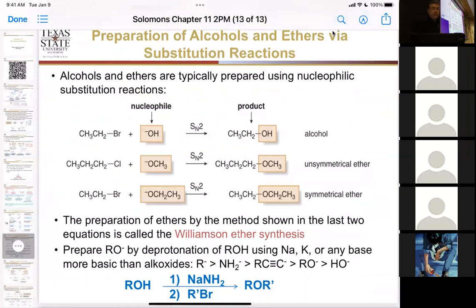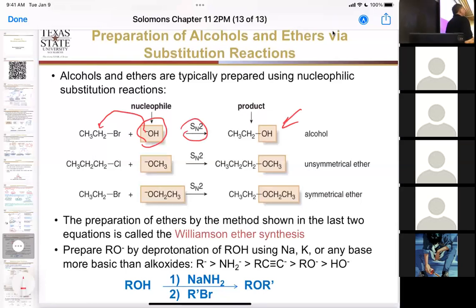So in this case, we take our hydroxide and use it as our nucleophile, do an SN2 reaction to give us our alcohol here. But if you instead make the salt of your alcohol, turn it into an alkoxide, instead of just a poor nucleophile, it's a good nucleophile because it has a negative charge. You can then displace that on primary carbons, primary alkyl halides, to give us a symmetrical or an unsymmetrical ether.